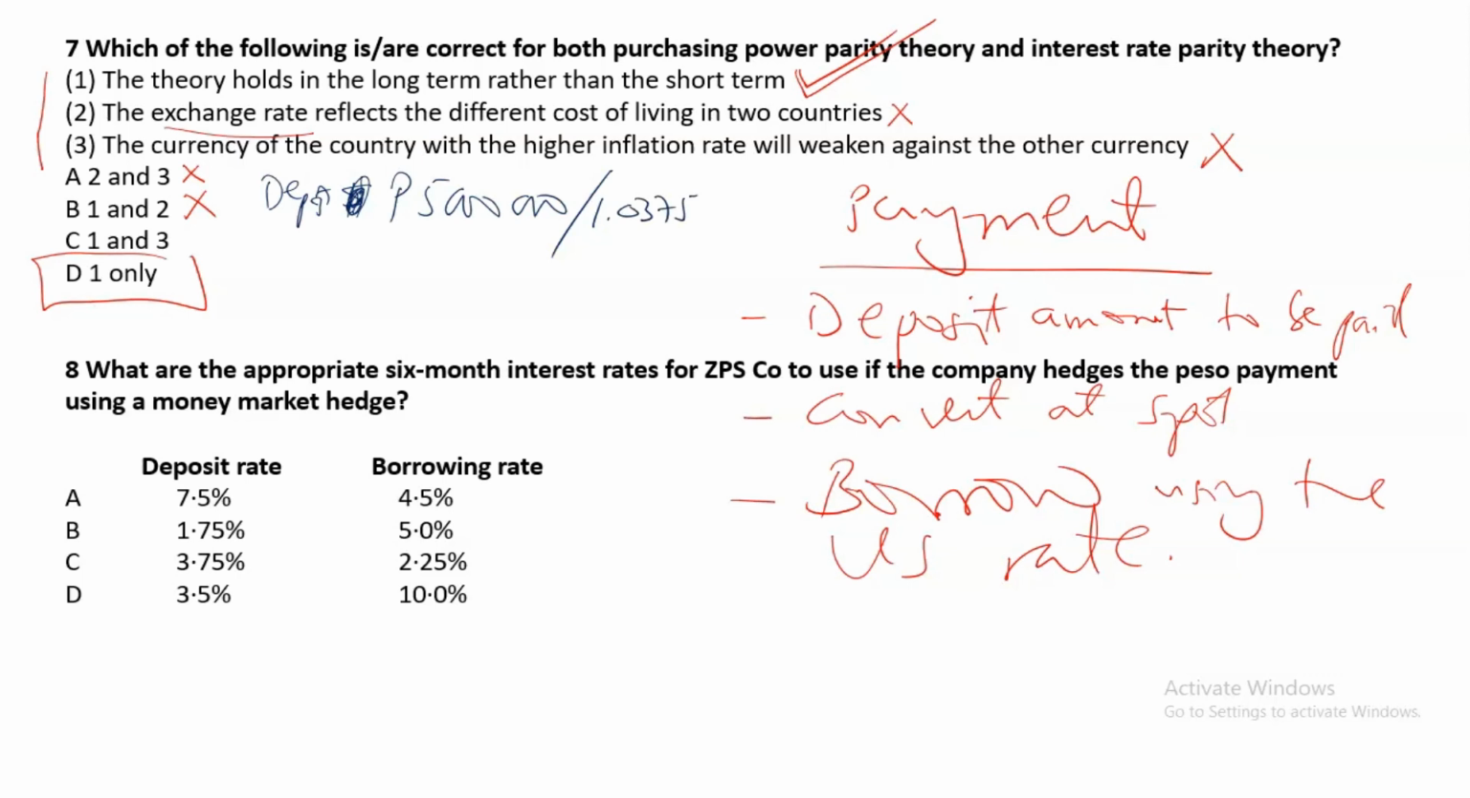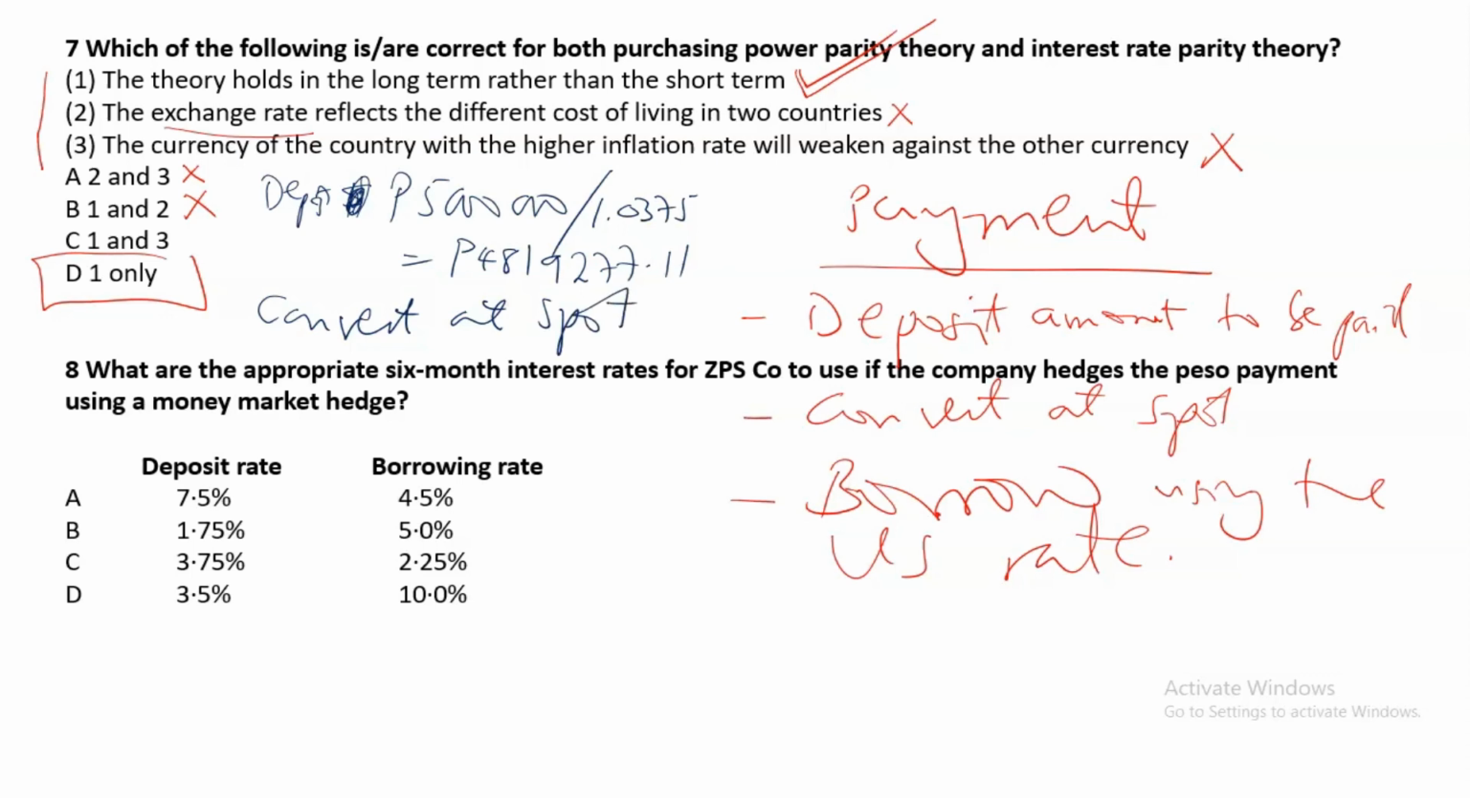So this is going to give us how much if we use our calculators. We are going to get how many pesos here? We're going to get 4,819,277.11. Then you convert this at spot.